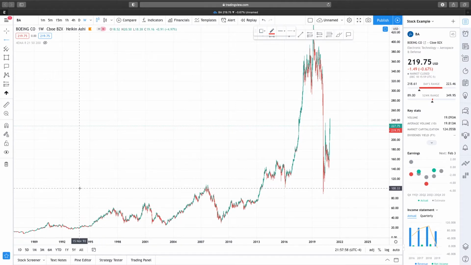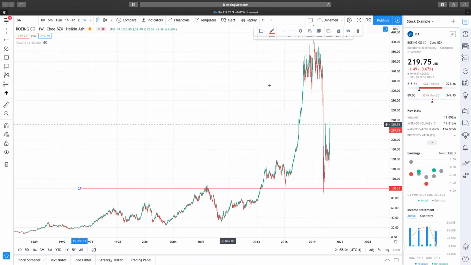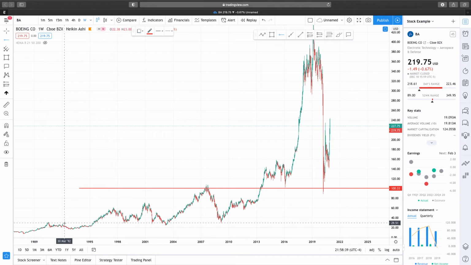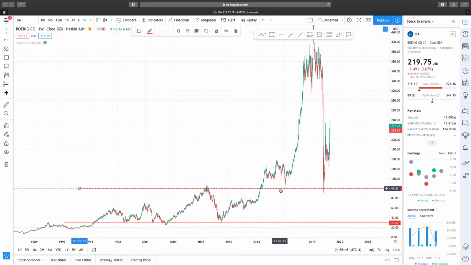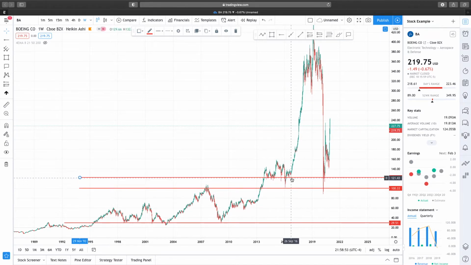So for example, around the $100 level here, we can see that price clearly had a huge rejection off of this level. We can also identify this level here around the $29 level where price clearly also had multiple reactions off of this level. Additionally, we can also identify this level right here around the $120 level because we had multiple reactions off of this level.